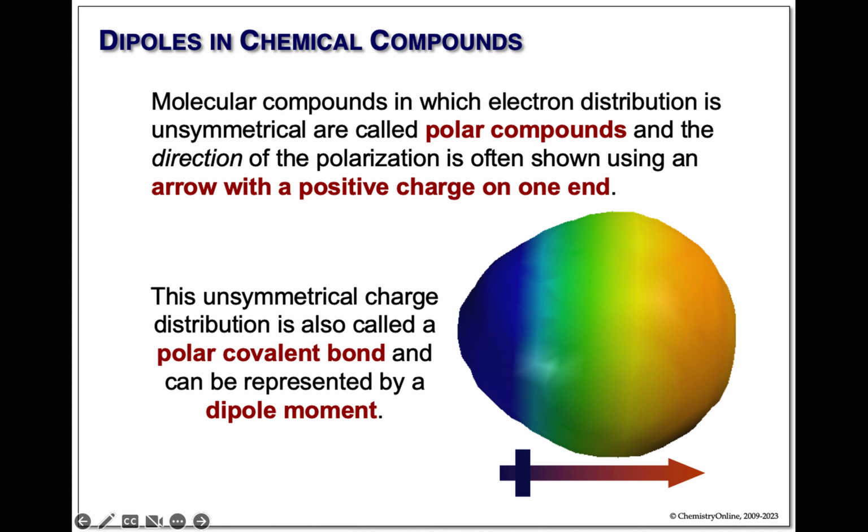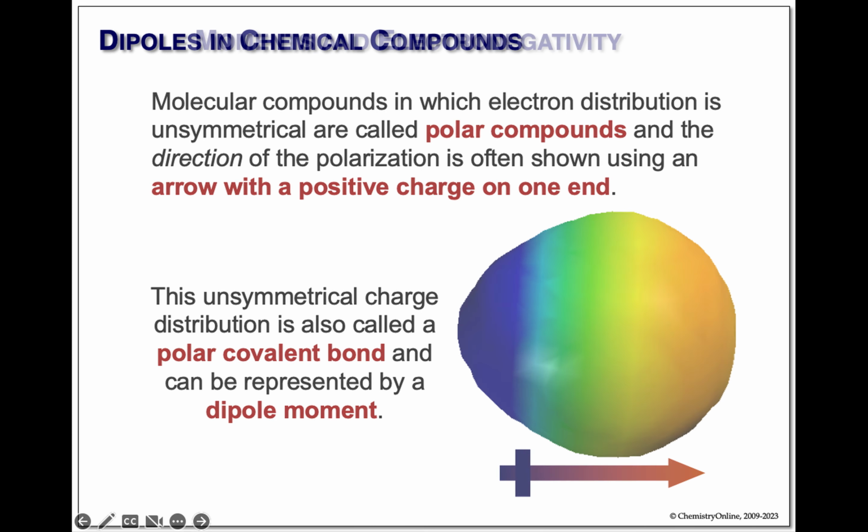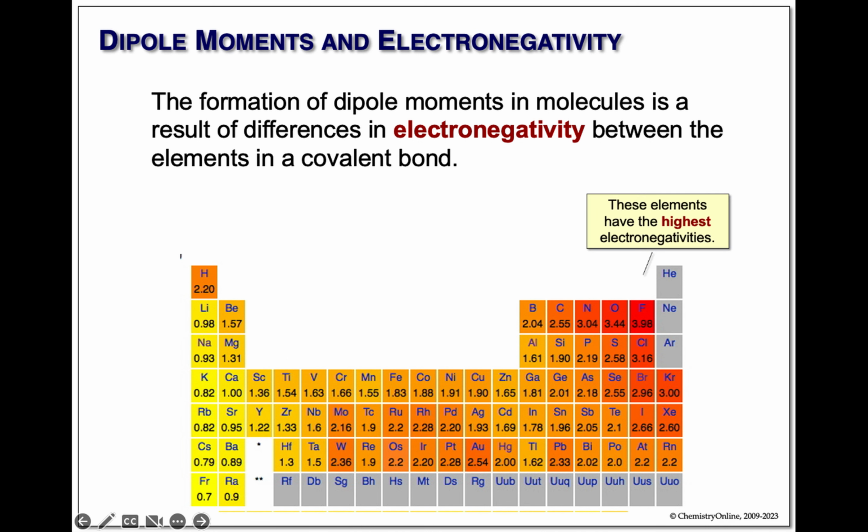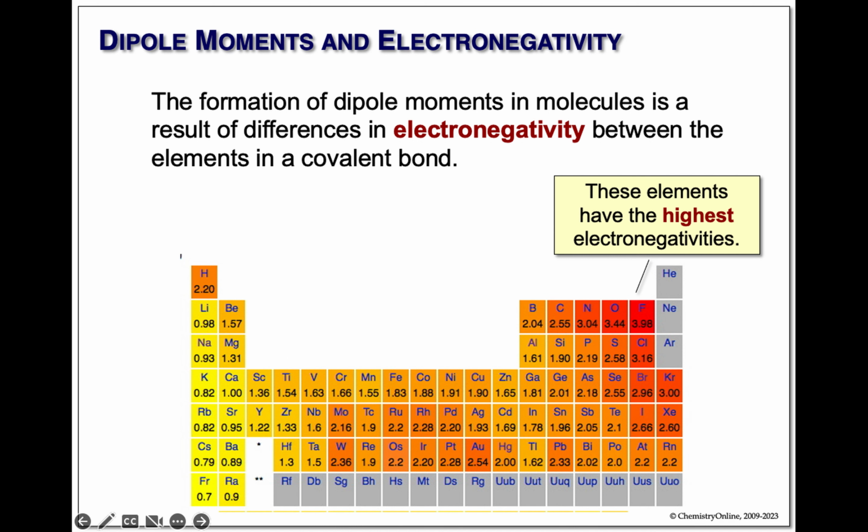Now, why does this happen? It's the concept of electronegativity. Electronegativity is a number. It goes from 0 to 4. Fluorine is the most electronegative element. These guys down here are the most electropositive. Typically, electronegativity will decrease as you go down a group and will increase as you go across a period.